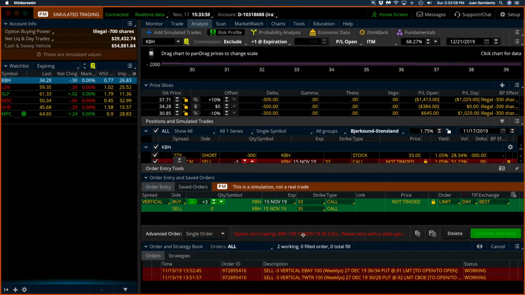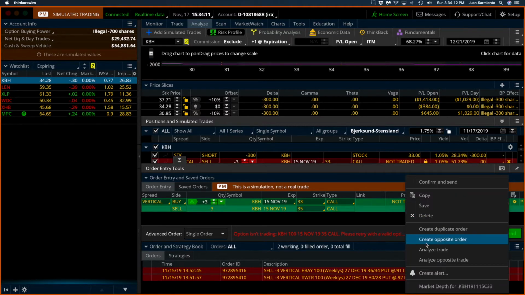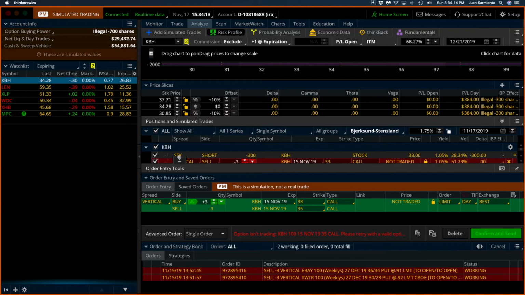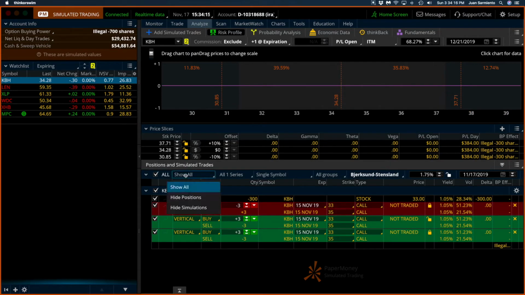Okay, here it is. It says that it's invalid, but it doesn't matter. It has the trade, even though it says not traded. We don't know that, but it's got a 0 there. So we say analyze trade, and essentially that's what we did.